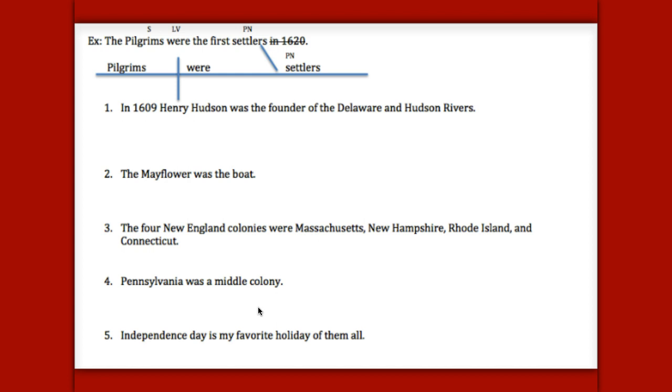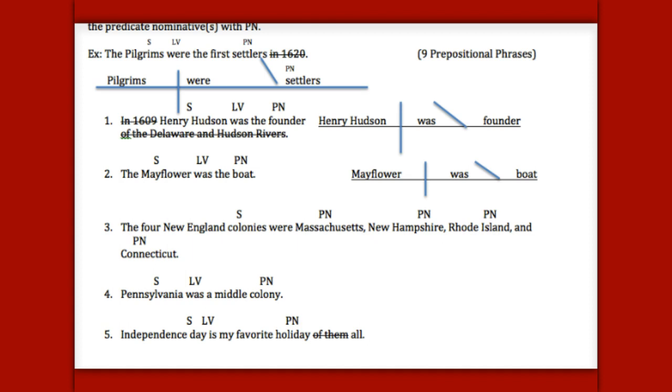Now try the next couple. Try numbers 2 through 5. Hit the pause button, do them, and then come back. Okay, welcome back. During that little pause, you should have completed numbers 1 through 5. You can see the key there in front of you.